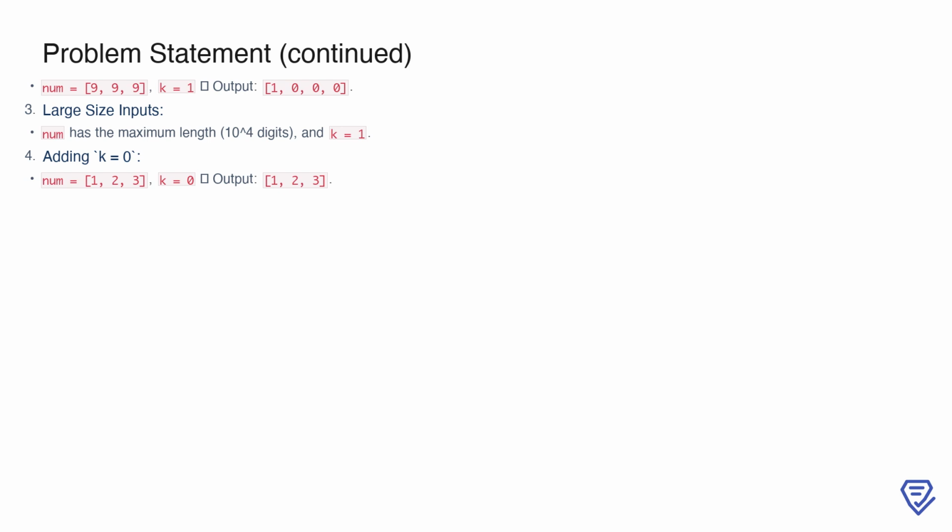When solving this problem, it's important to consider edge cases. For instance, if number is 0 and k is 0, the output is simply 0. If number is 9 and k is 1, we see carry propagation, resulting in the output 1, 0. Another example of carry propagation occurs when number is 9, 9, 9, and k is 1, where the output becomes 1, 0, 0, 0. For large inputs where the length of number is the maximum allowed, such as 10,000 digits, and k is 1, we must ensure our solution handles this efficiently.